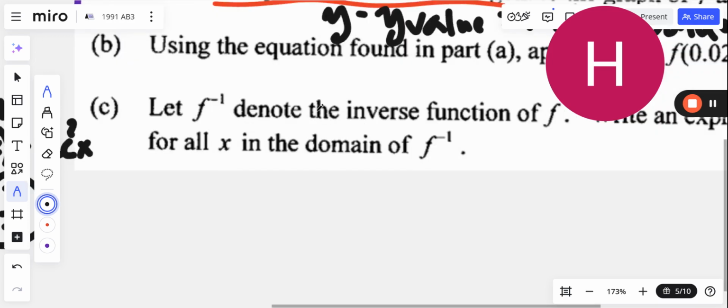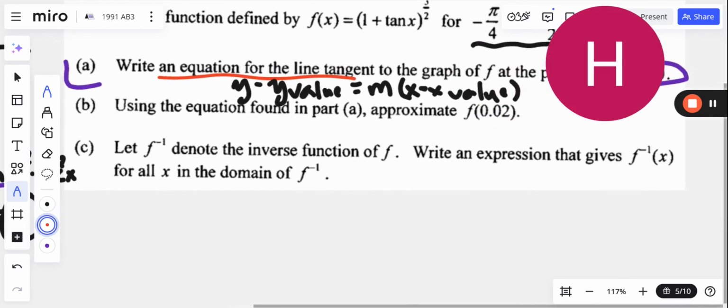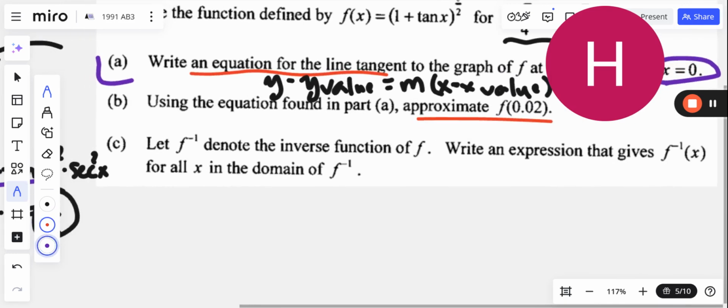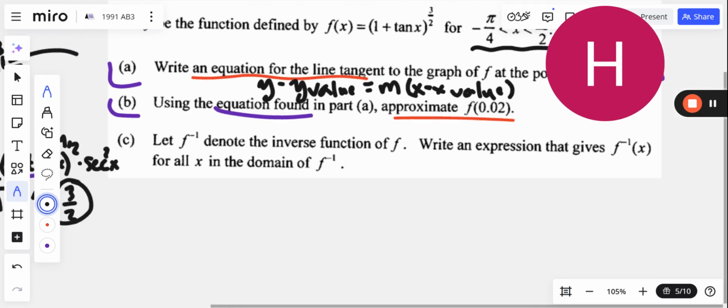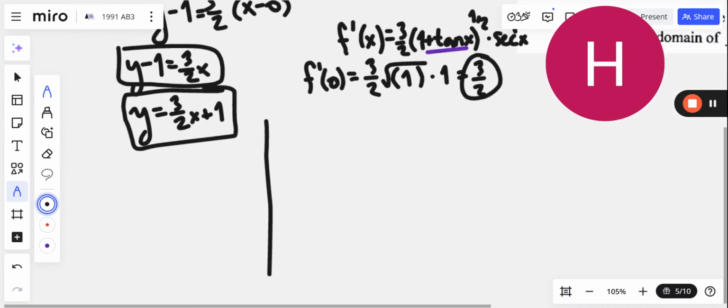Okay, part B. Good. It has us use the equation that we just found. So this question does not seem very hard. It wants us to approximate the value. How are we going to approximate that? Well, since we have a tangent line, we can use the graph at that tangent line. And so we have some kind of curve.